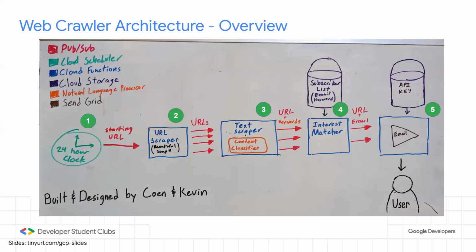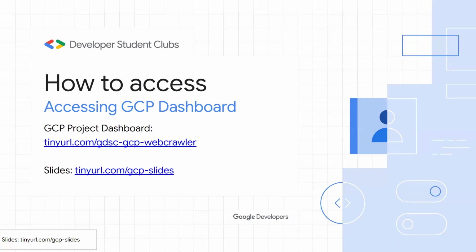All right, cool. Let's go on to the actual project. So if everyone can go to the link up here, tinyurl.com/gdsc-gcp-web crawler. This will bring you to the Google Cloud Platform homepage under the GDSC project. If it doesn't work, make sure you're signed in to your UCSC account as it is shared with them.